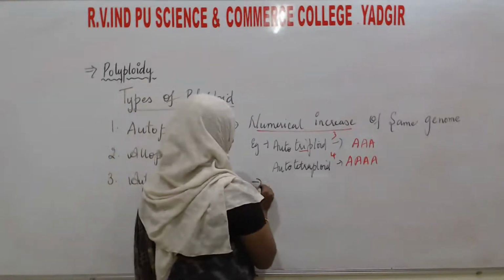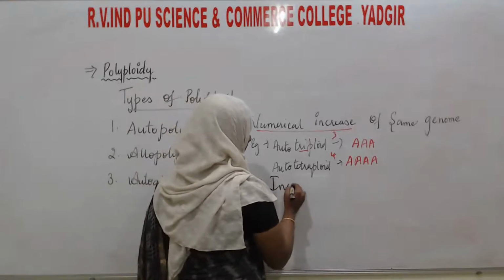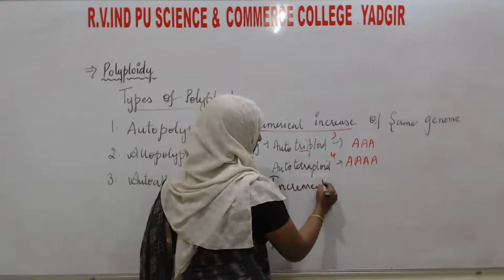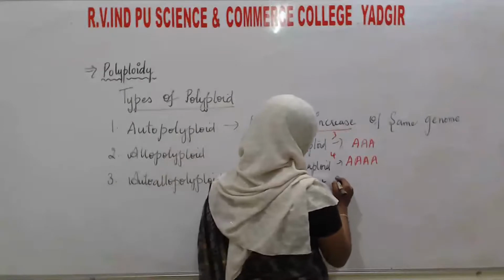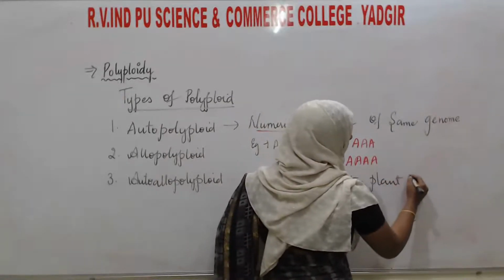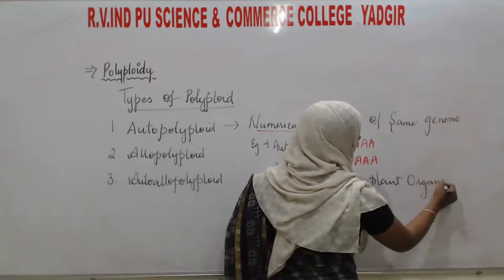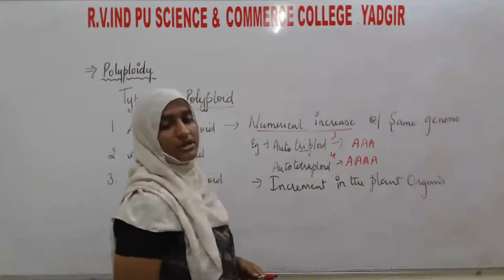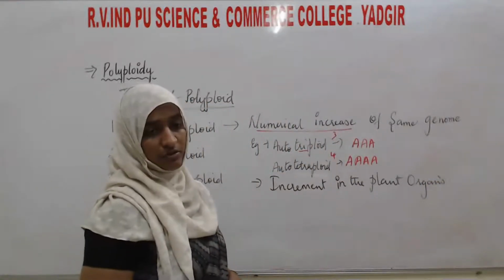What is the cause for this? Increment in the plant organs. There will be more number of plant organs due to the change in the chromosome number.